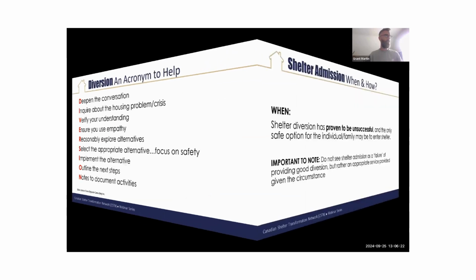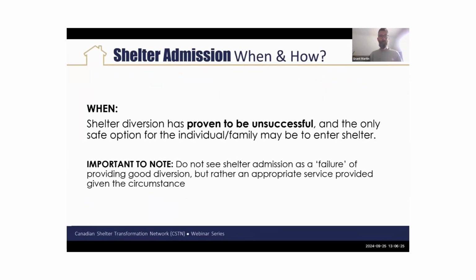I do want to move over to talk about shelter admission really quickly, when and how. So when shelter diversion has proven to be unsuccessful, and the only safe option for that individual or family is to enter the shelter. It's important to note that if you've done really exhaustive work exploring diversion alternatives, you should not see shelter admission as a failure, that you didn't provide good diversion, but rather you've determined that shelter admission is the appropriate service needed for that circumstance.